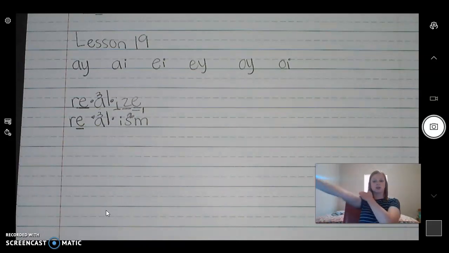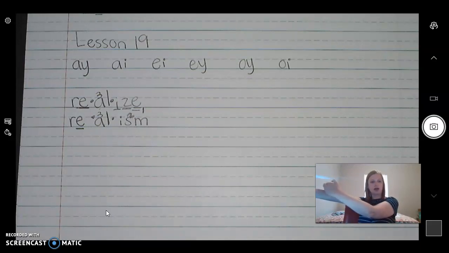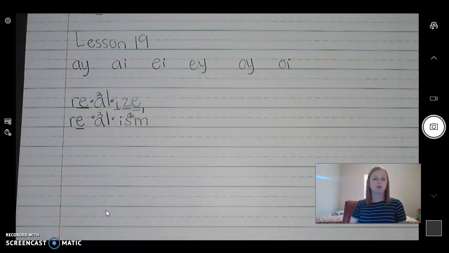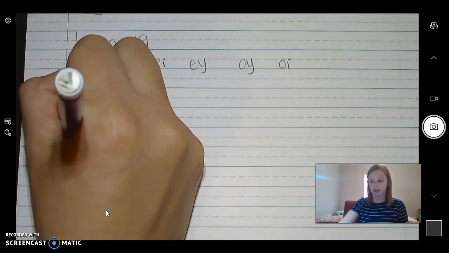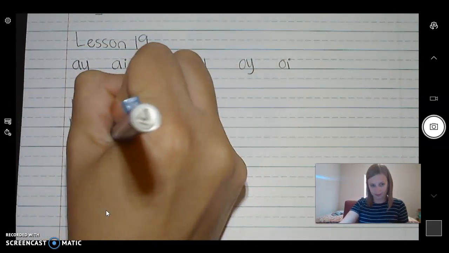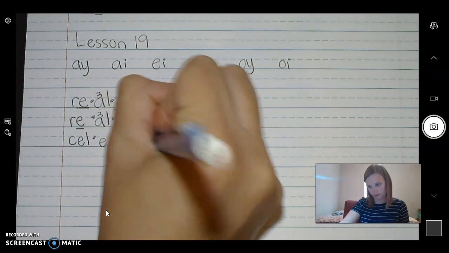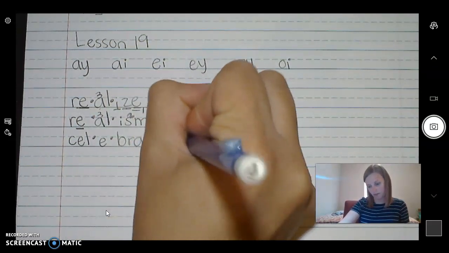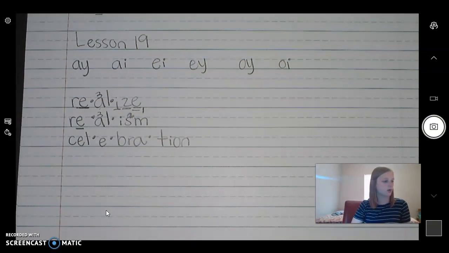So let's sound it out. S, e, l, e, bray, br, b, a, and then shun. Sh, n. Okay, so go ahead and write that word down. Celebration. Okay, your word will look like this. Okay, that's what your word should look like.